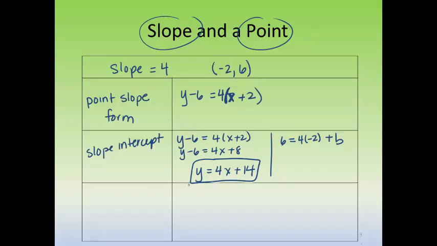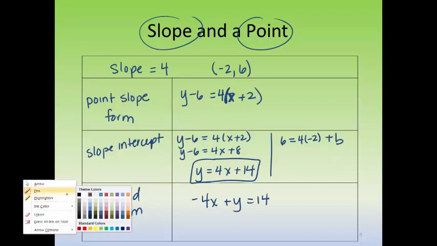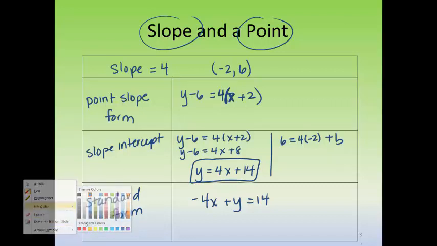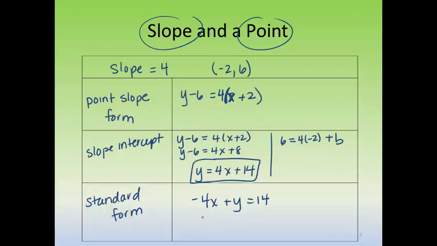So the last one would be, how do I turn this into standard form? And standard form for this particular problem, because I don't have any fractions, should be a very natural transition, and it's just moving the x's to the other side. -4x plus y equals 14. For those of you that it bothers to have that negative out front, you're welcome to go ahead and multiply the whole thing by a -1. And that would leave you with 4x minus y equals -14, and those are both acceptable answers for standard form.